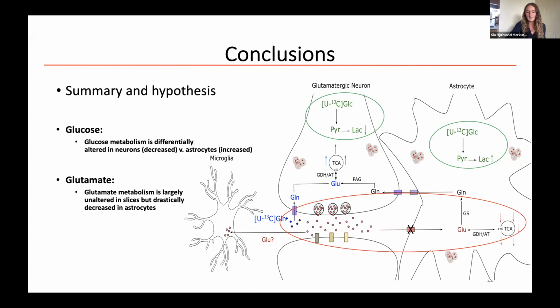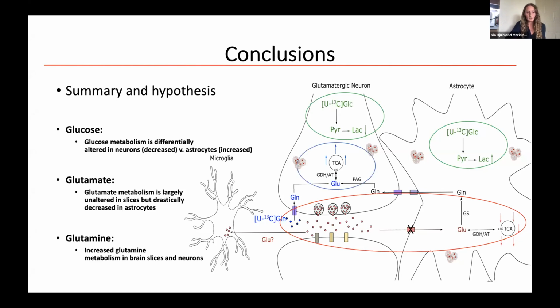So perhaps in this early time in the disease, the cells are compensating. Perhaps the neurons are taking up more glutamate, or the microglia could take part in clearing this glutamate from the synapse. And we know that the GLT1 transporters have been shown to be impaired in astrocytes.